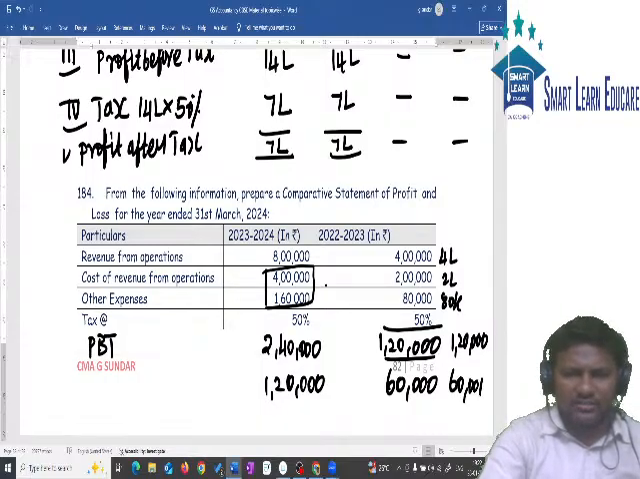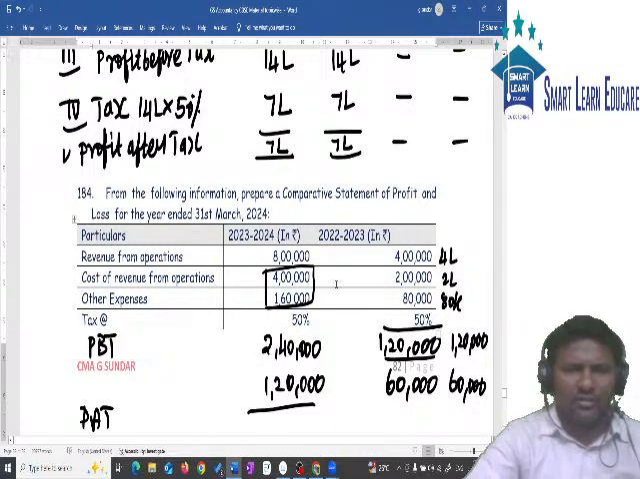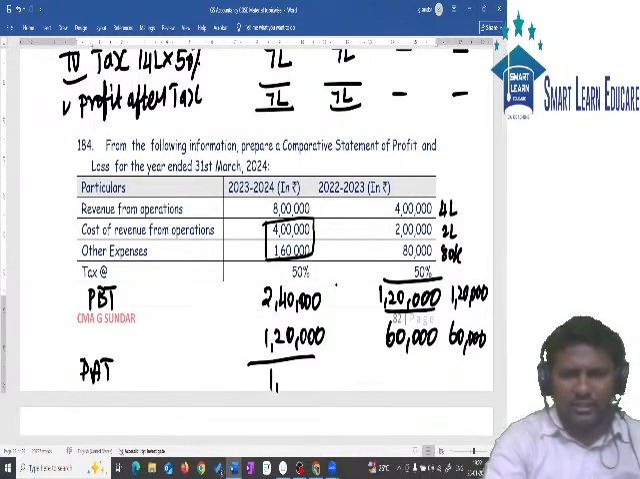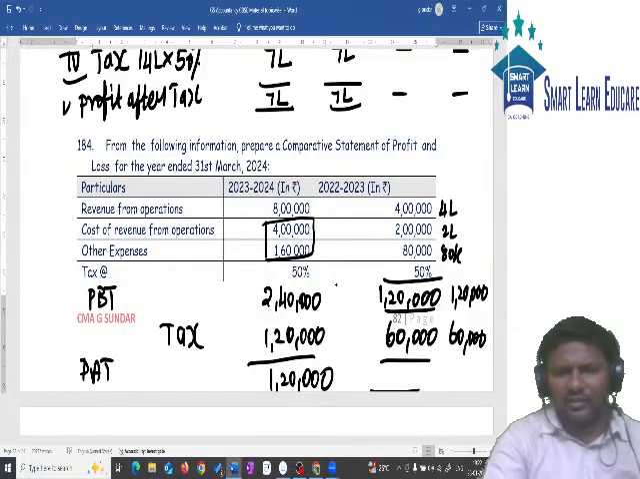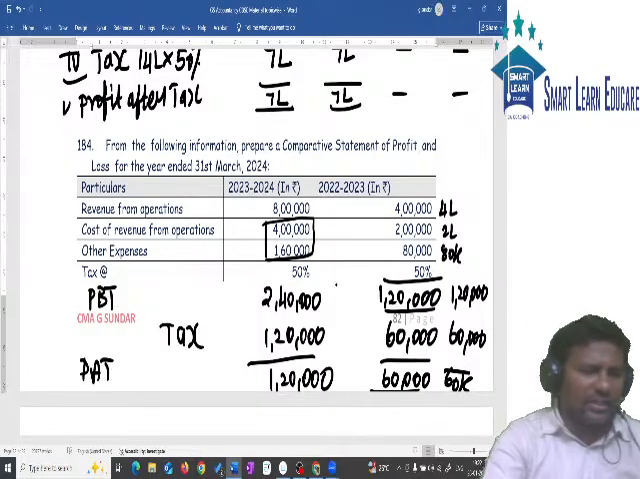60,000 is the change. What is profit after tax? 2 lakh 40 minus 1 lakh 20 will give you 1 lakh 20. 1 lakh 20 minus 60, tax is 50 percentage, so this will give you 60,000. And the final answer, change is also 60,000. Everywhere you will be getting 100 percentage.